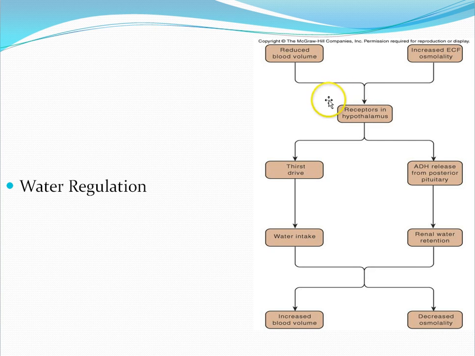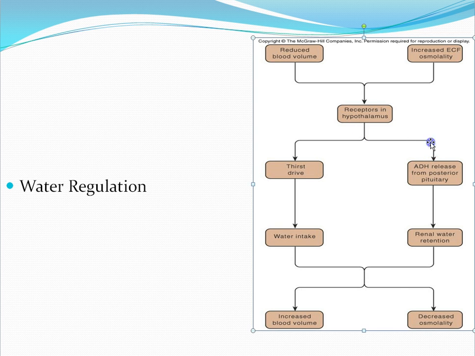The hypothalamus responds in two ways. One, it will increase your thirst drive, causing you to increase your water intake. As you drink more water, this will help to increase your blood volume and decrease the osmolarity of your extracellular fluid. The hypothalamus will also stimulate the release of antidiuretic hormone from the posterior pituitary. This too will act by causing the kidney to retain water, which will increase your blood volume and decrease the osmolarity in your extracellular fluid.